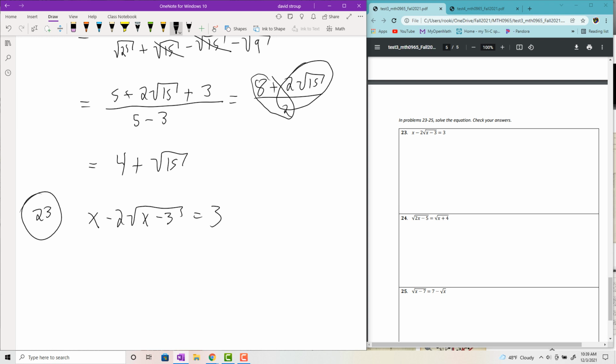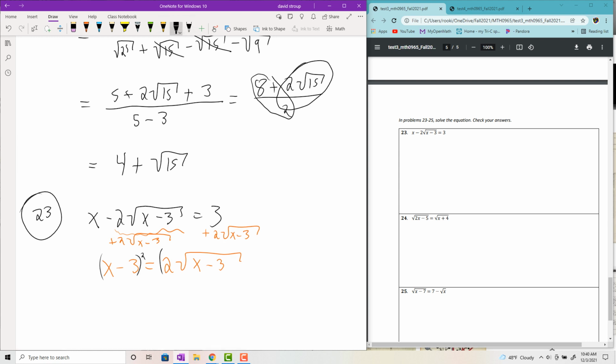All right, so the deal was you want to isolate the radical part and then square both sides. So here the radical part is this junk. What I'm going to do, because it has a negative there, I'm going to move it to the right side. I'm going to move the 3 to the left side. So I'll have x minus 3 equals 2 times the square root of x minus 3. Right? I just added 2 root x minus 3 to both sides. And I subtracted 3 from both sides.